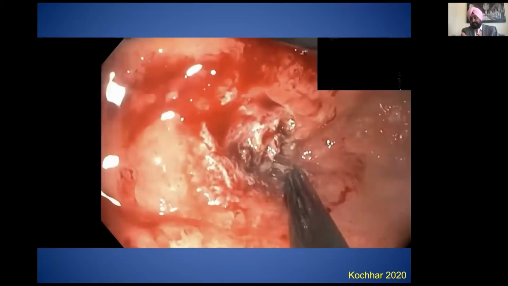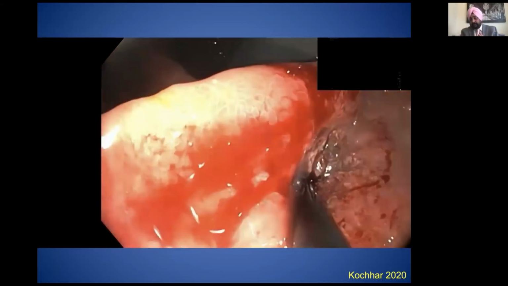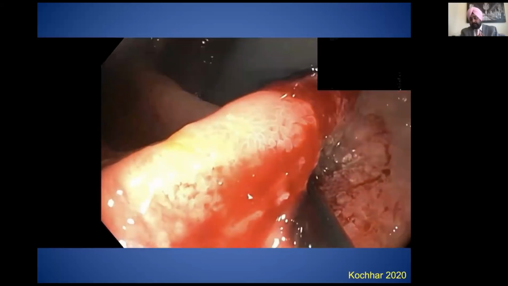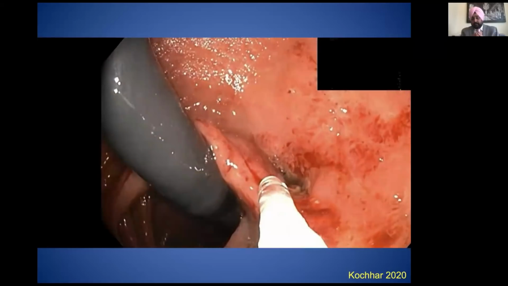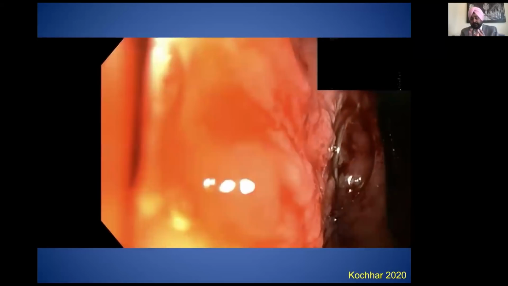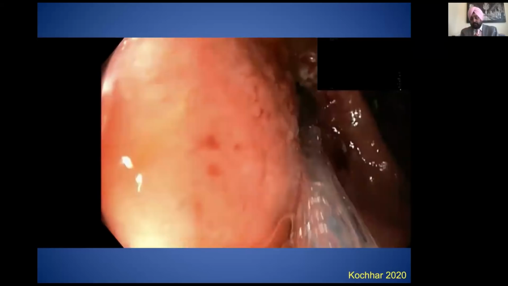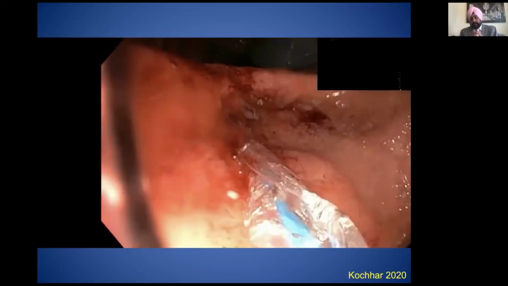As you can already see, we are at the level of the muscle here, and still I'm not able to advance my cutting any further. So at this point, when the stricture was so fibrotic, I did not get enough leverage to cut more. I decided to do a balloon dilatation. I dilated the balloon up to 15 millimeter.